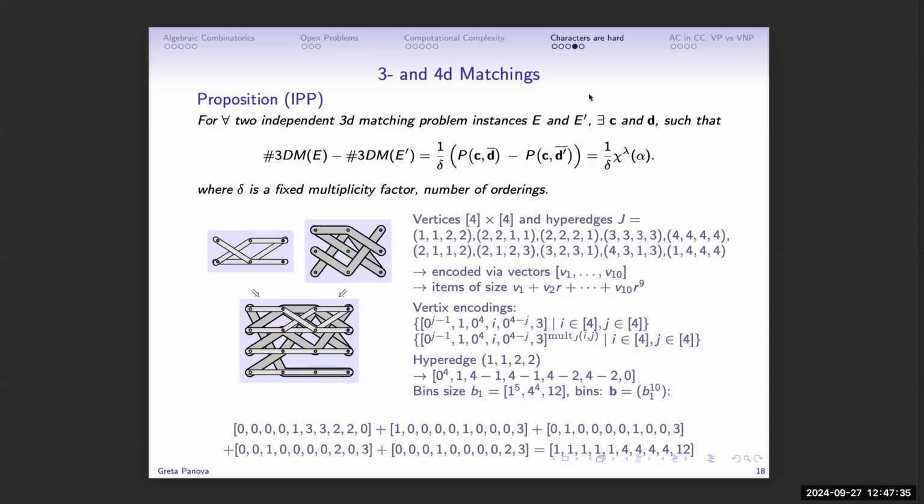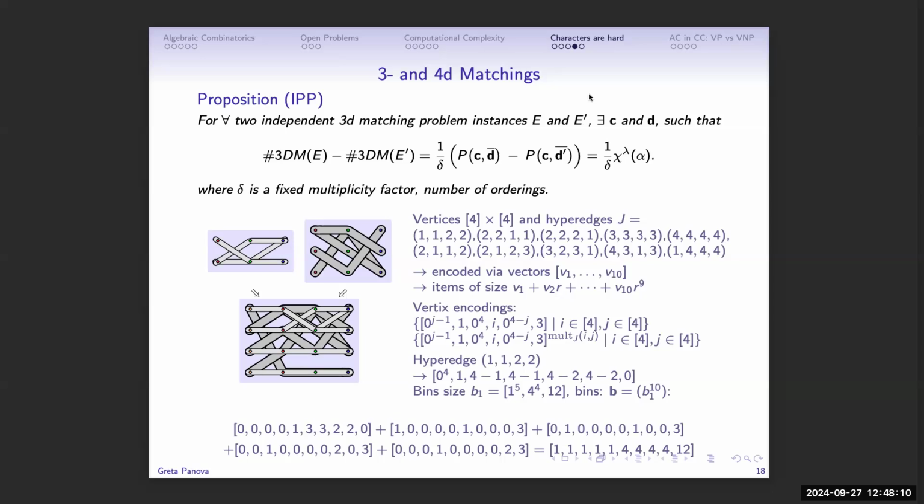3D matchings look like this. You have some hypergraphs where the edges are just triples of vertices. In this case, these are regular, so you have 3 columns of vertices, and each hyperedge has one vertex from each of these 3. You want to count the number of perfect matchings, which in this case are sets of size 3, each of them covering exactly 1 vertex. So we'll just work with the normal perfect matching.